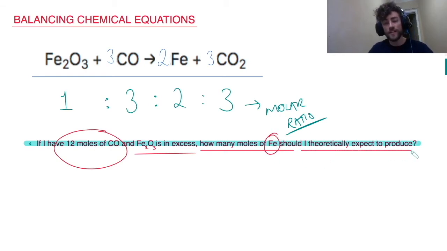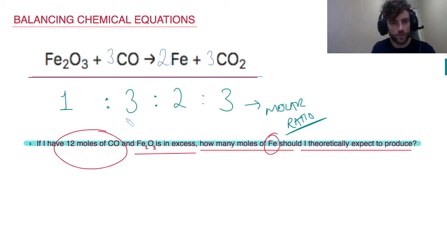Why theoretically? Because of course in experiments things go wrong, we might lose some iron, there might not be a complete reaction. When I talk about theoretically producing this much iron, I'm talking about in a perfect scenario, i.e. from the quantitative chemistry analysis.